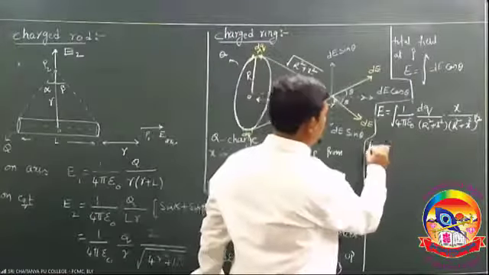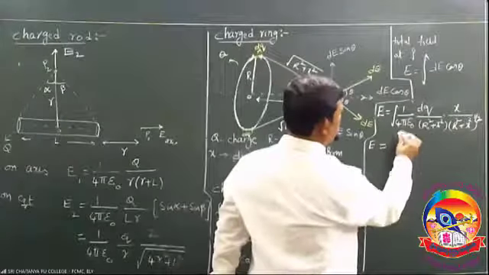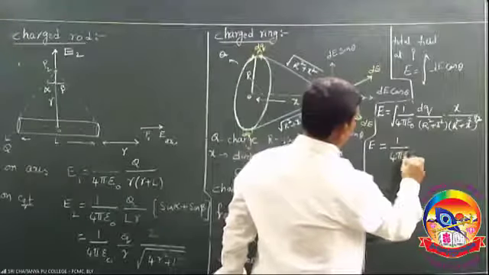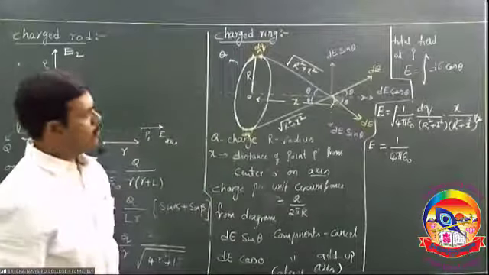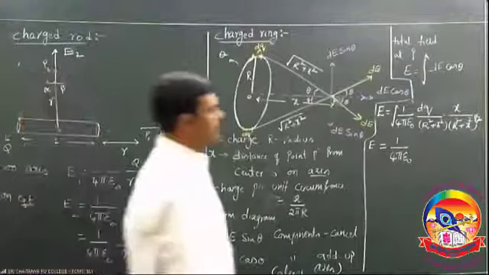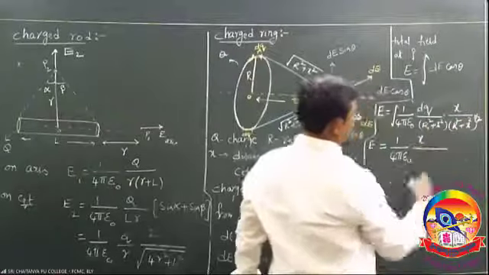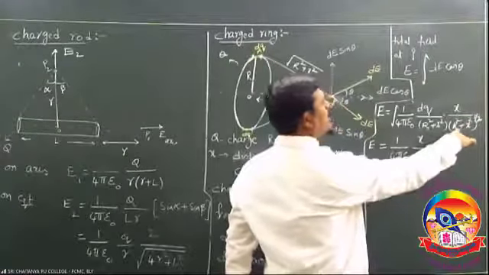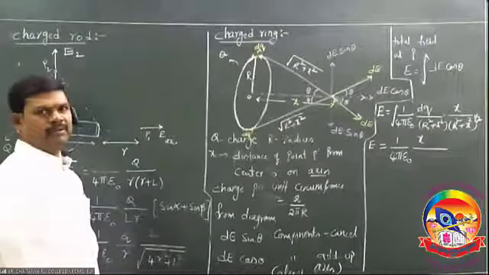Then E is equal to the constants 1 by 4 pi epsilon naught, x by r square plus x square whole power 1, times r square plus x square whole power half. What comes?